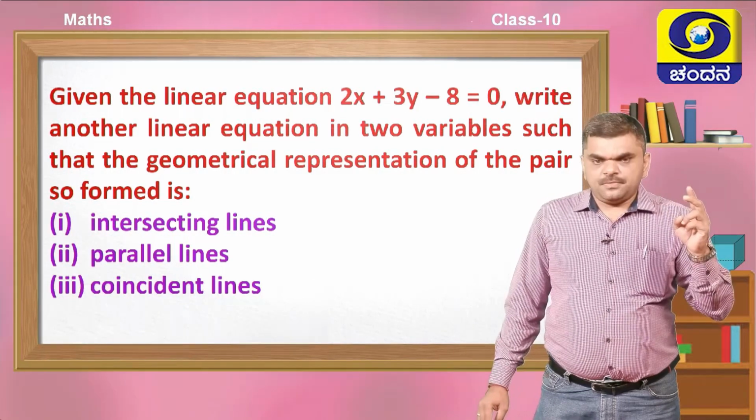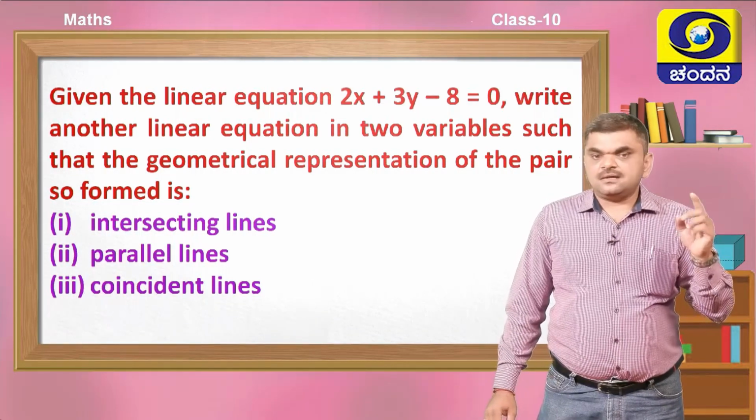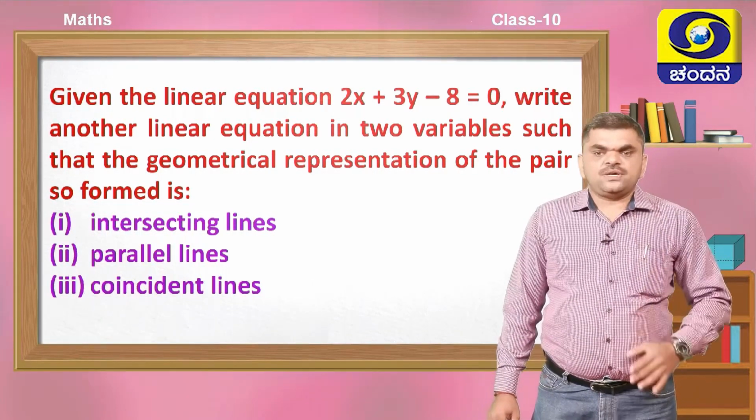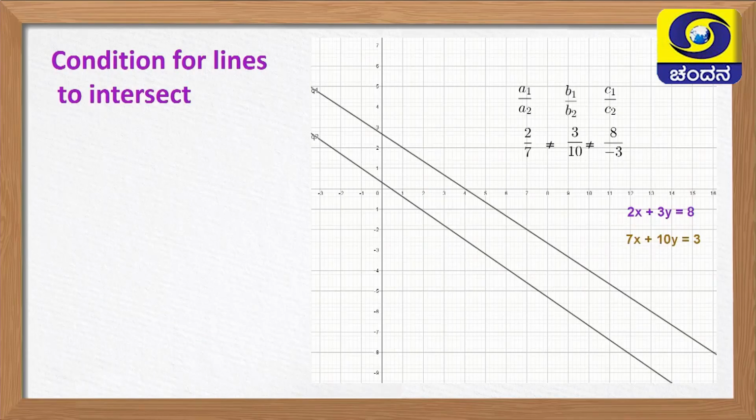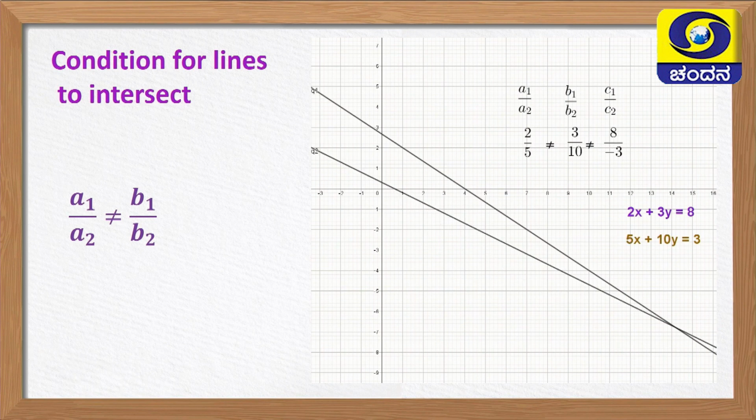Second condition, they must be parallel lines. Third condition, they must be coinciding lines. First condition, let us watch this video. What is the condition for lines to intersect? Just check, a1 by a2 should not be equal to b1 by b2. Children, in this video, observe the value of the coefficients of x and y.